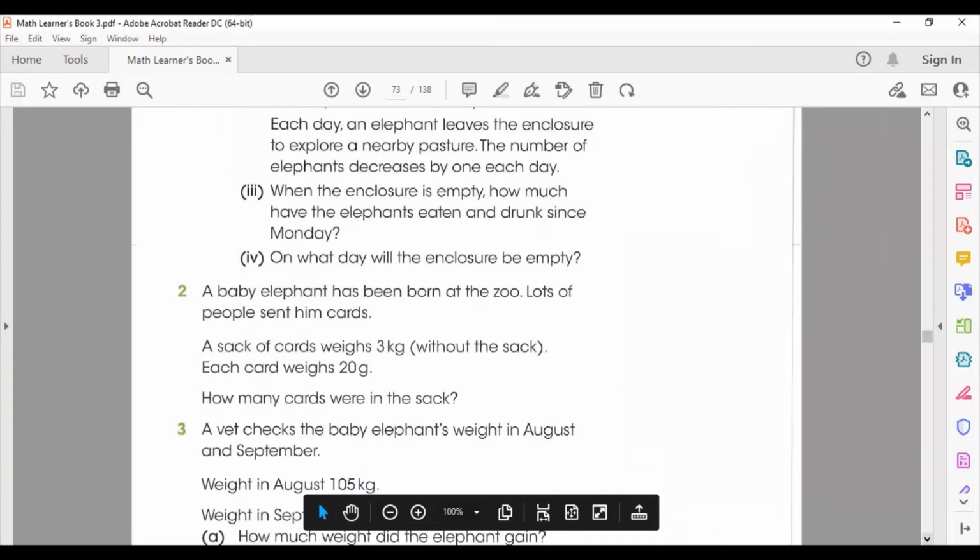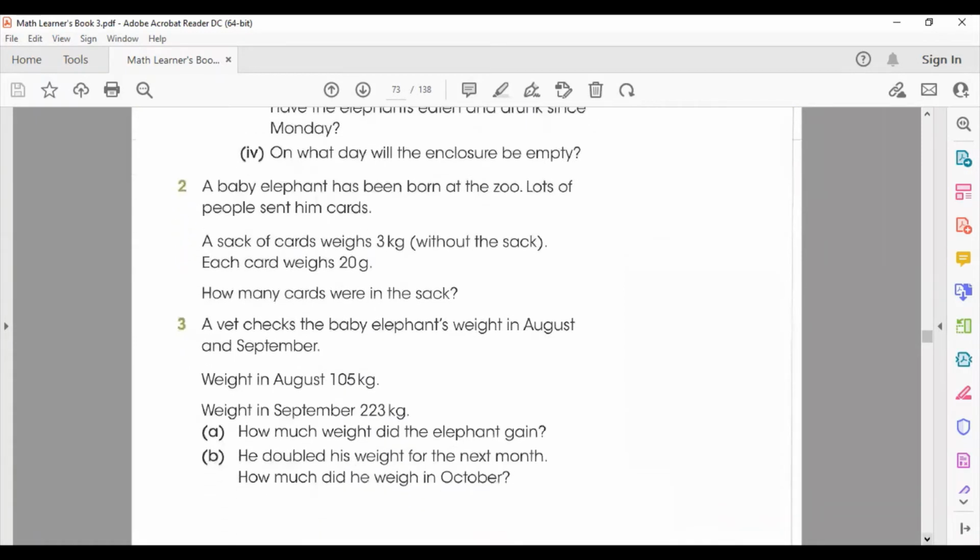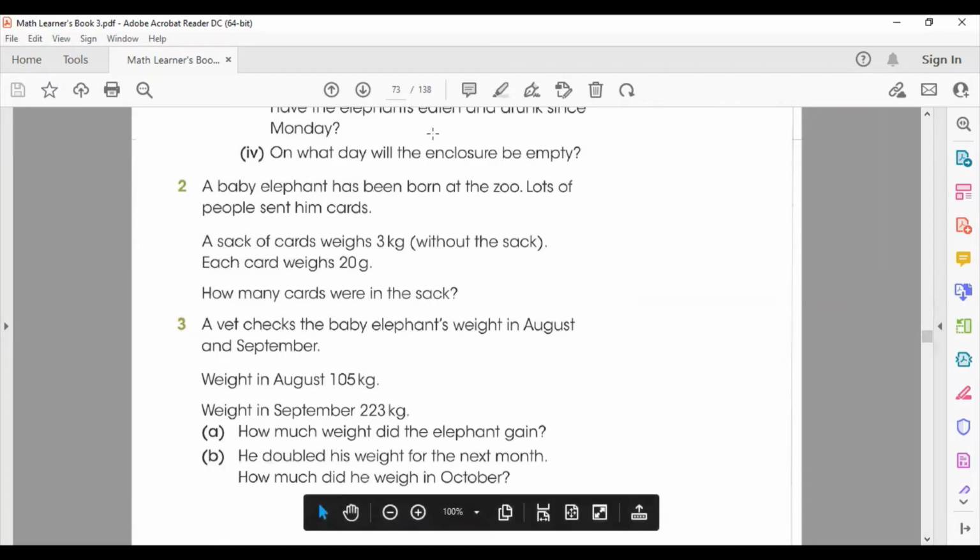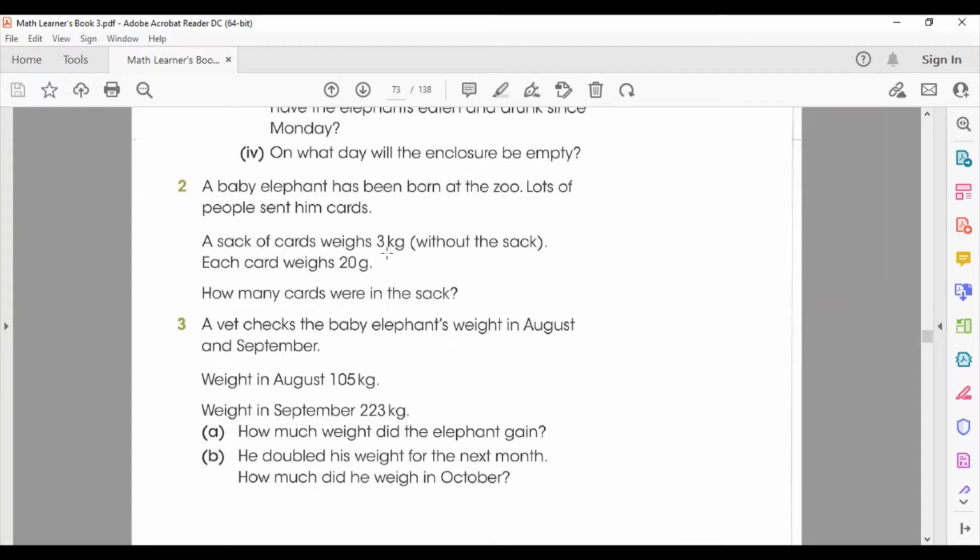Question number 2. A baby elephant has been born at the zoo. Lots of people send him cards. A sack of cards weighed 3 kg without the sack. Each card weighed 20 grams. How many cards were in the sack? Very easy. 3 kg means 3000 grams. 3000 divided by 20 grams.